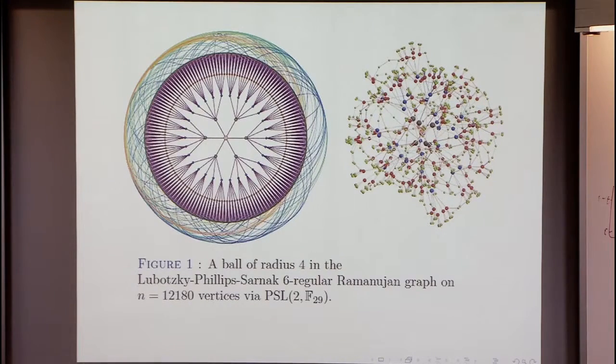Here is the Lubotzky-Phillips-Sarnak 6-regular Ramanujan graph, or some attempt to view it, on 12,000 vertices. You see that locally around the node it behaves like a tree, up to some point, but of course it's a finite graph, so eventually it stops being a tree, and our goal is to understand the structure over here. Here's another attempt to view some of this graph.